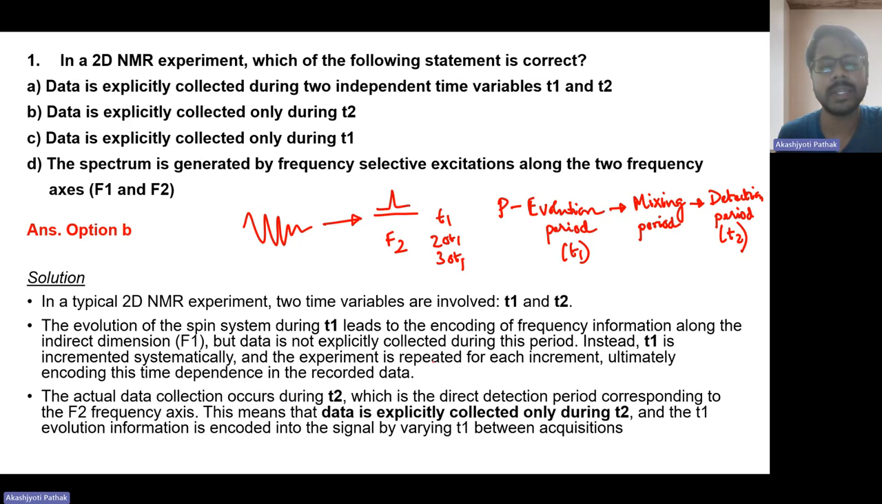The actual data collection occurs during T2, which is the direct detection period corresponding to the F2 frequency axis. This means that the data is explicitly collected only during T2, right? And the T1 evolution information is encoded into the signal by varying T1 between acquisitions. Between each acquisition, we are increasing the time T1, and then the data is collected in the T2 time period. Okay.